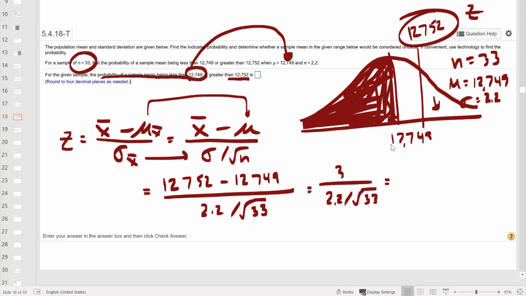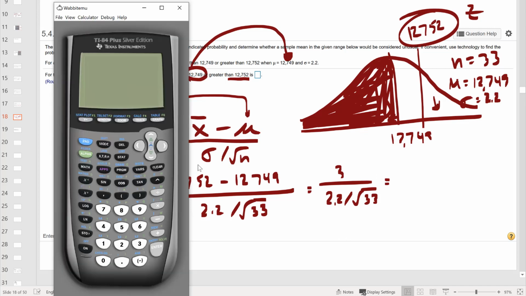So let's get the calculator going and see what this value is. This is going to be 3 divided by, and I want to put this in parentheses because I want to have that in the denominator still, so 2.2, and that being divided by the square root of 33, and then let's close off the parenthesis, and we are good to go. Enter. Okay, so 7.833, that is a z-score that's off the charts.